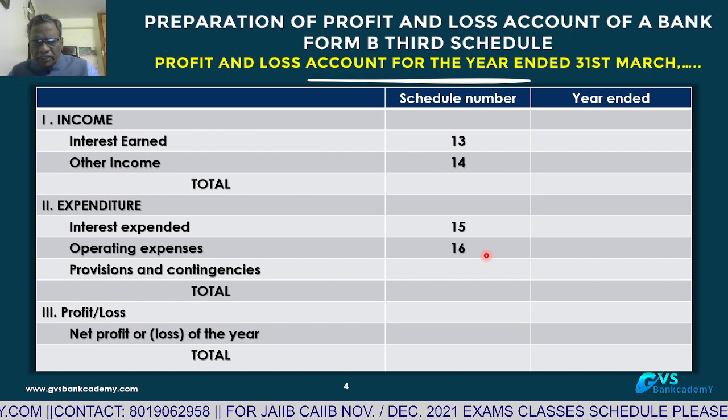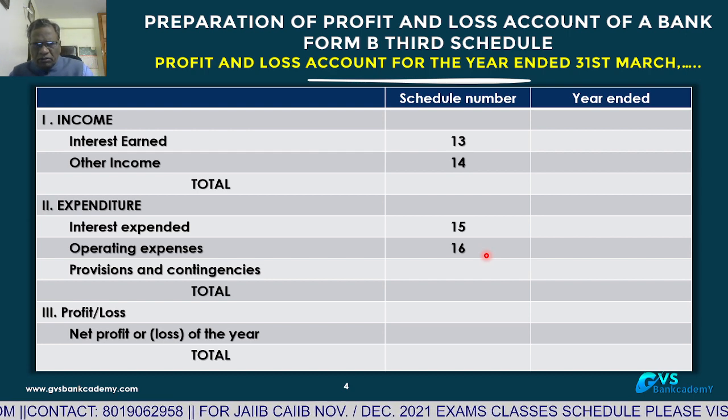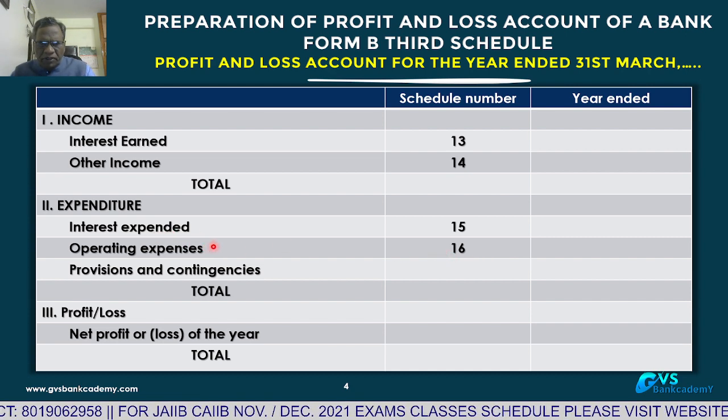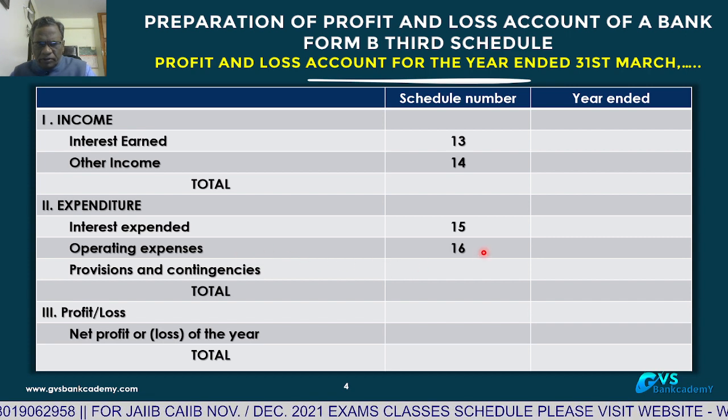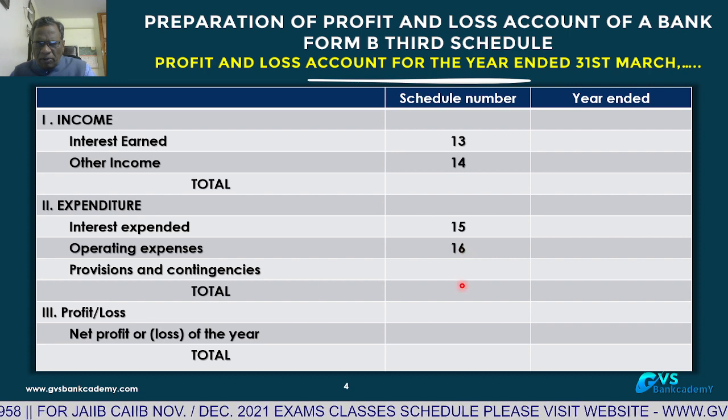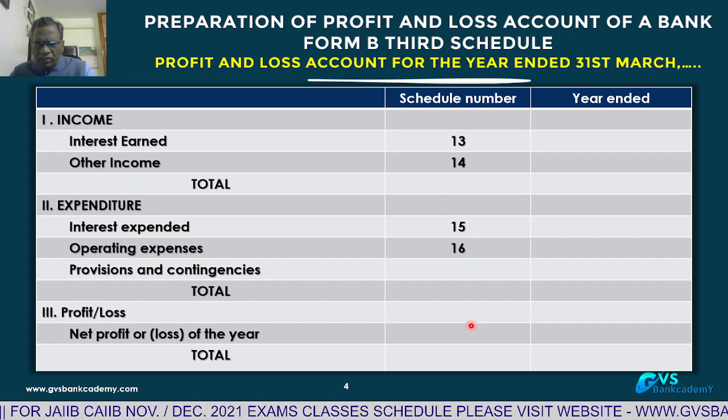Schedule number 16, operating expenditure. Operating expenditure means salaries, rent, advertisement, electricity, everything will come under operating expenditure, schedule 16. So after that, this is the total of income and expenditure. If income is more than expenditure, you will get profit.